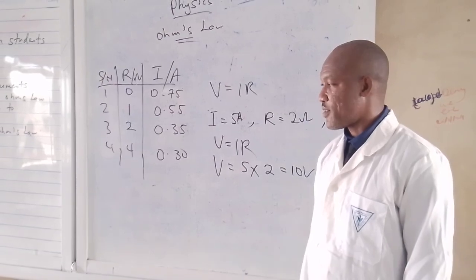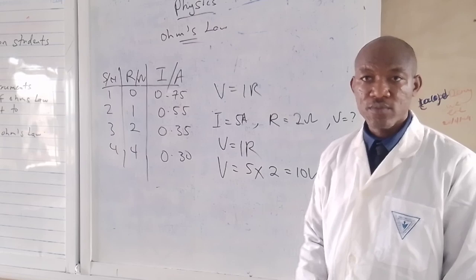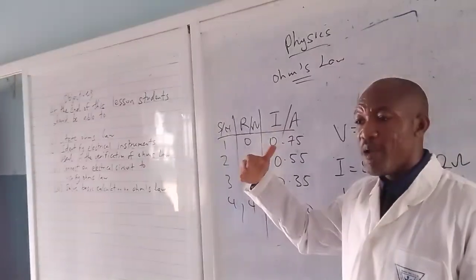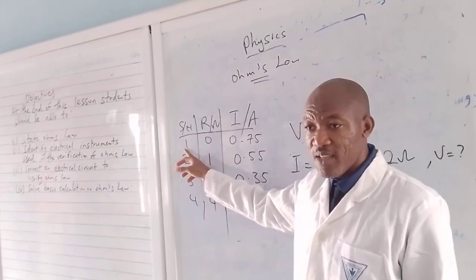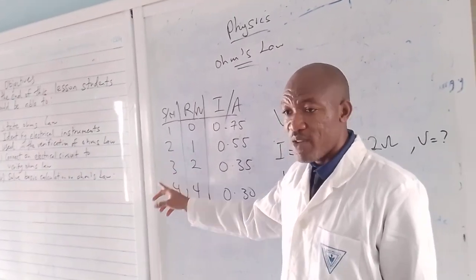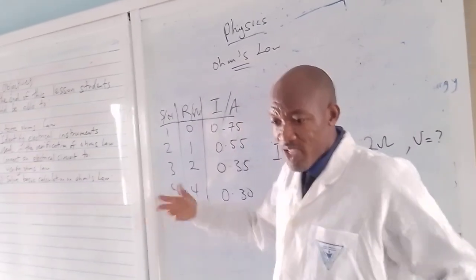Sir, I have a question. What's the question? Why don't we have 0 in one of the serial numbers in the table? No, serial number just means the number of the experiment that you took. The 1 here represents the first experiment, second experiment, third experiment, fourth experiment. So we're not saying the 0th experiment. Our experiment starts with experiment number 1.